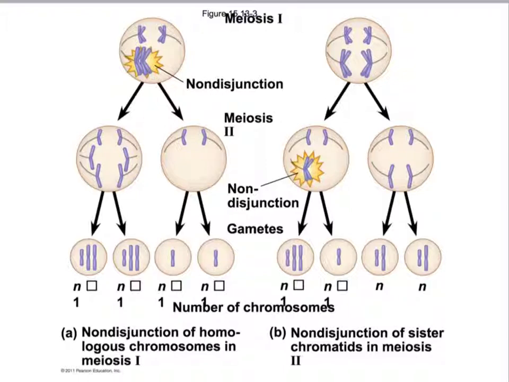Polyploidy is a condition in which an organism has more than 2 complete sets of chromosomes. Triploidy, 3N, is 3 sets of chromosomes. Tetraploidy, 4N, is 4 sets of chromosomes. Polyploidy is common in plants, but not in animals. Polyploids are more normal in appearance than aneuploids.